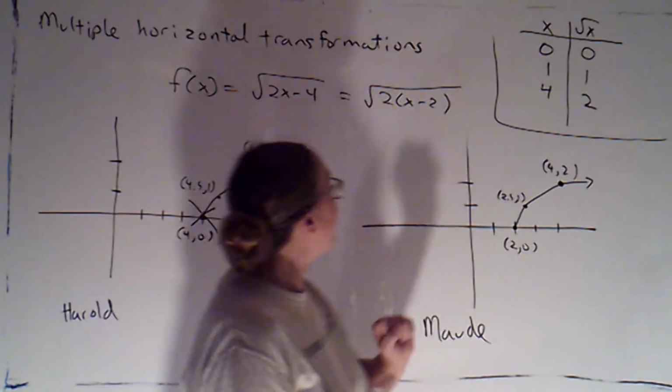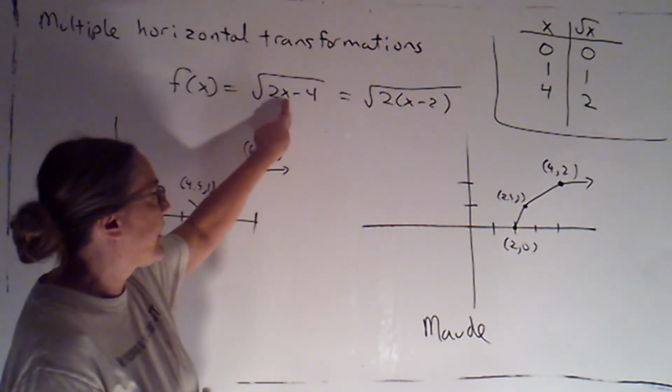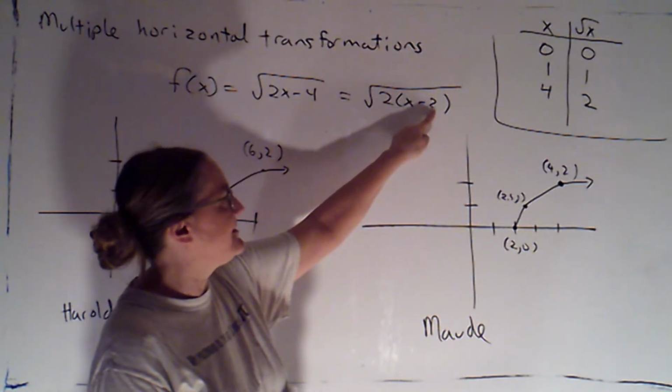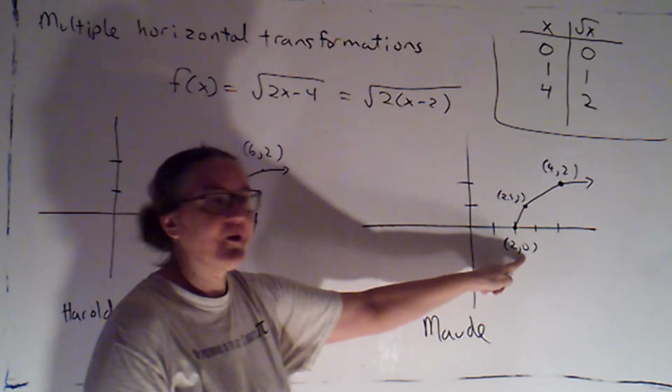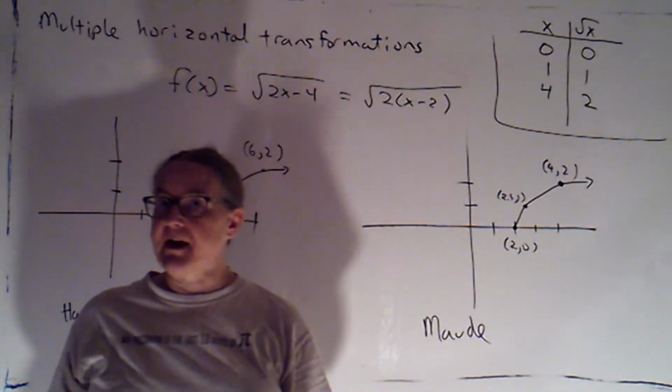Let's try Maud's point. If I plug in 2, 2 times 2 is 4, minus 4 is 0, square root of 0 is 0. Or if I used this version, 2 minus 2 is 0, times 2 is still 0, square root of 0 is 0. I can check all 3 of these points. They are all 3 on the graph.